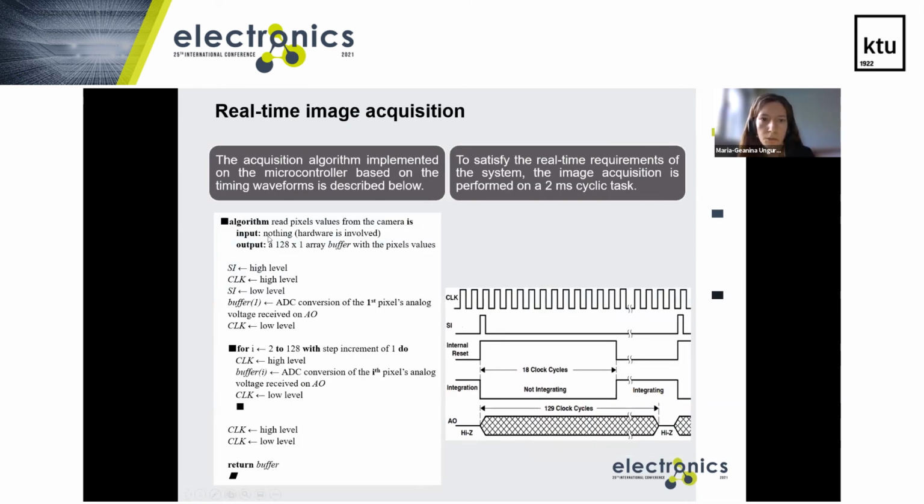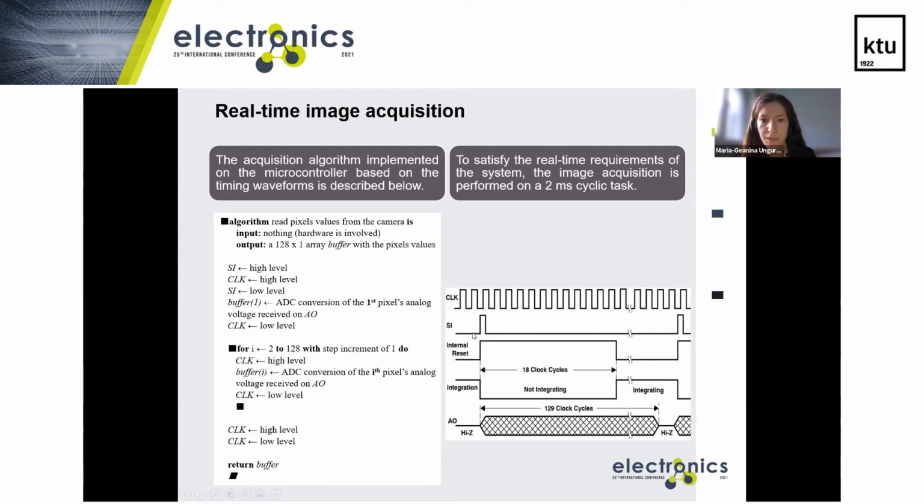The acquisition algorithm was implemented on the microcontroller and is described on the left side. It was done based on the timing waveforms from the camera sensor. The clock controls the charge transfer and pixel output, and the serial input defines the start of the data out sequence. The values from the pixels are read in this way.